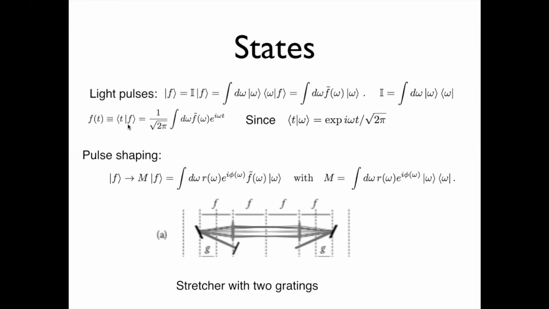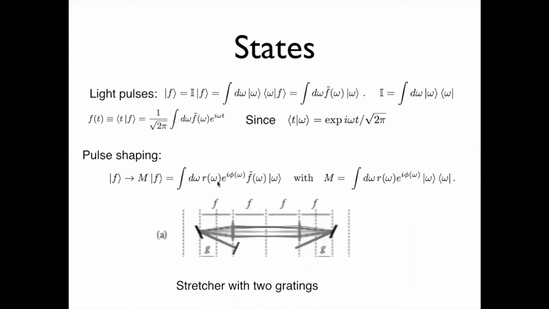This is a little bit like position and momentum representations for wave functions. So we can write it like this, and then we can do pulse shaping by using operators that put, depending on a certain frequency, a certain amplitude and a certain phase. And in classical optics, you can have amplitudes that are bigger than 1, so you can increase the intensity of the component that has omega, and you can give phase shifts, of course.